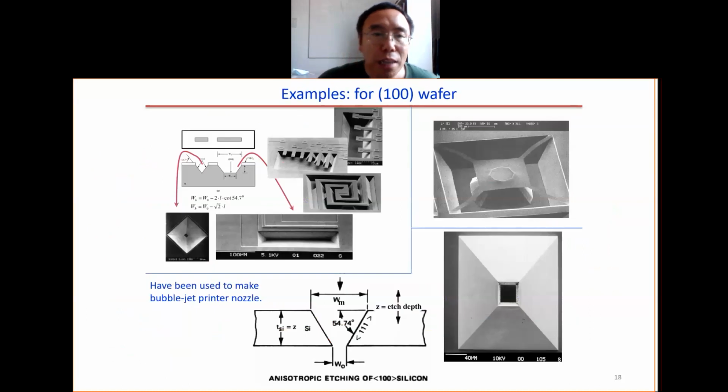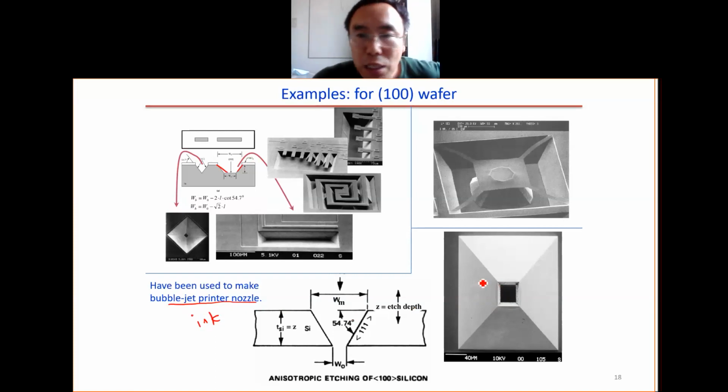So those are the examples for the etching process. Here, in this case, this is the 111 plane. We can make a structure like this. This can be used for the bubble jet printer nozzle, the inkjet printer nozzle, because we can make something like this.